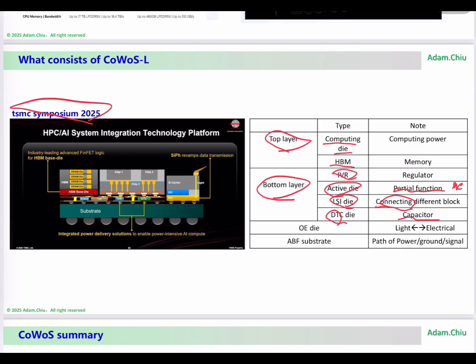The OE die is still somewhat ambiguous at the moment, considering currently available CPO. NVIDIA's Spectrum or Quantum switch will be on an ABF substrate, but in the future, it will be placed inside the interposer, meaning it will also become part of the bottom layer. So we see it like this.